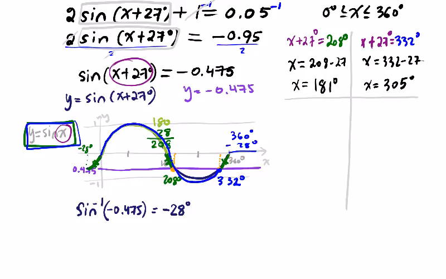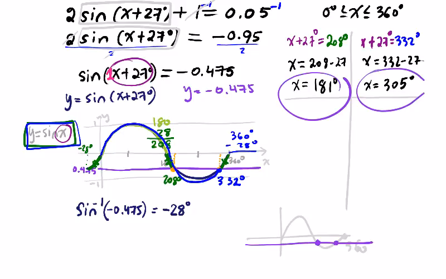Now let's go back one step and check how many answers we were expected to find. Looking at this number in front of x, an invisible 1, that tells us that we have one full cycle in 360, which means it gives us two answers: one full cycle, two answers. So our answers are right here, 181 degrees and 305 degrees.